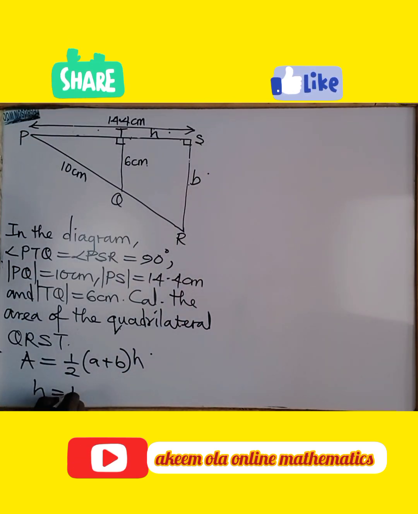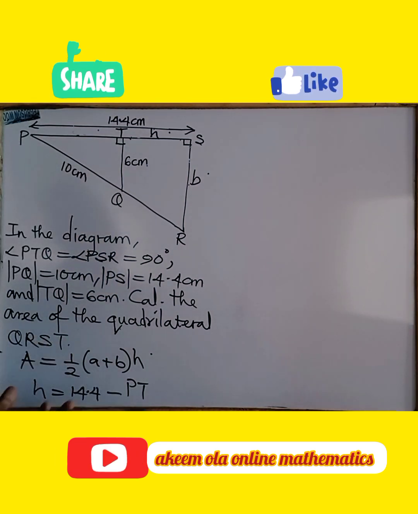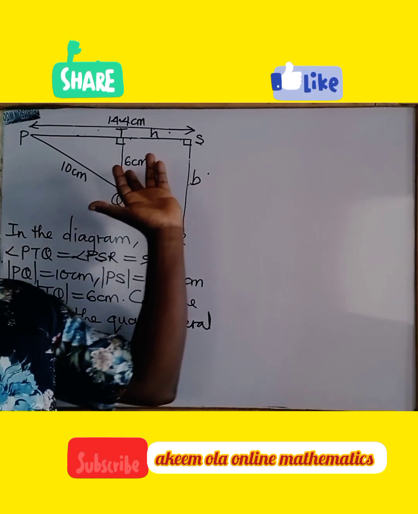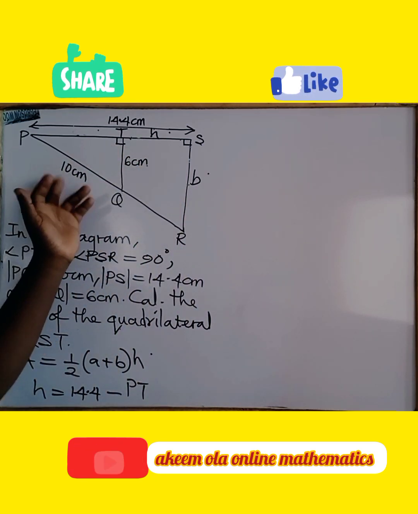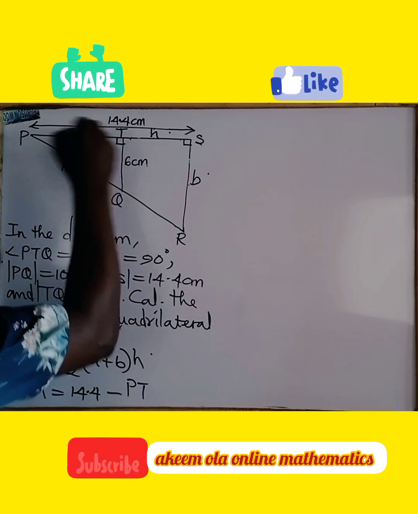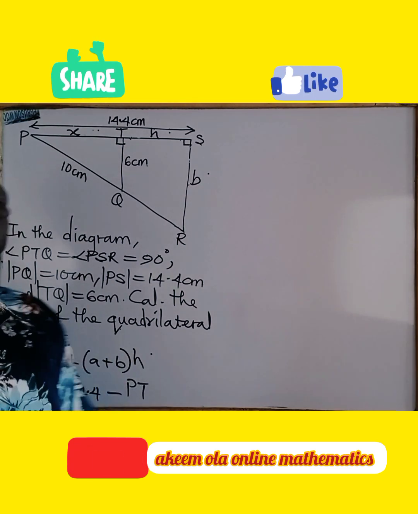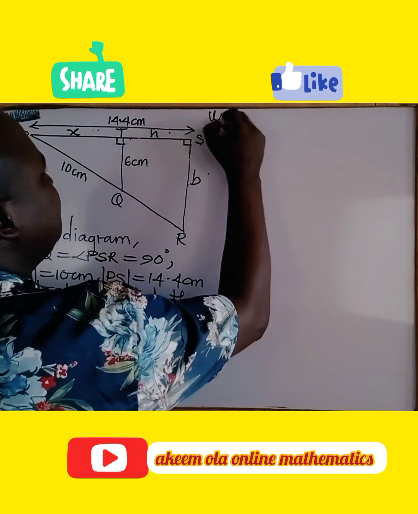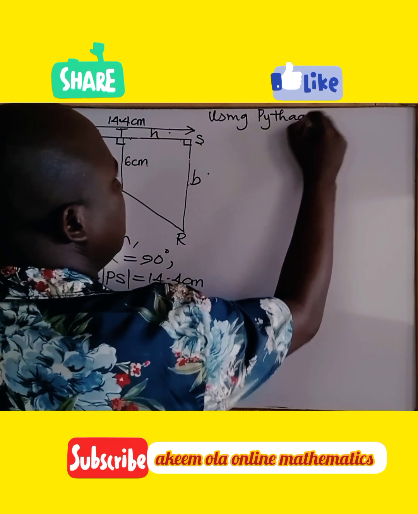We are going to have 14.4 minus PT. We need to get that PT, but we can quickly get the value of that PT because these two sides are given. You can see the hypotenuse is given. Then we need to get this side, which we can represent with X. So for us to get our X, we can use Pythagoras theorem.